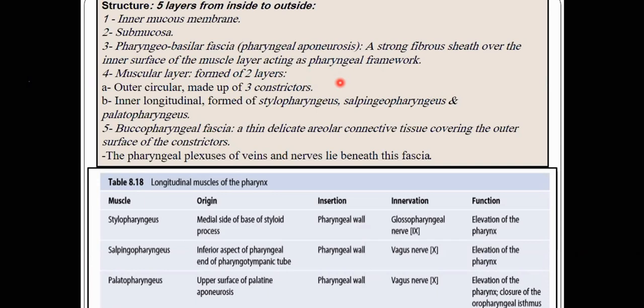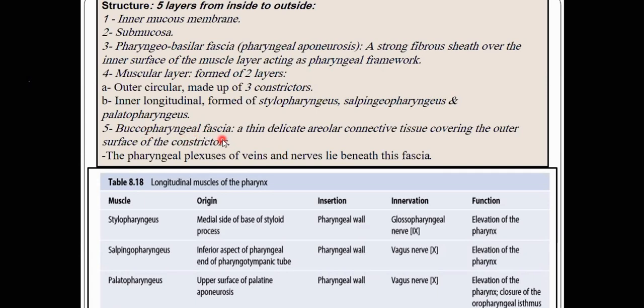Then there is another layer which is called longitudinal, which comes from different parts of the skull bone and goes into the pharyngeal wall. And the 3 are stylopharyngeus, coming from the styloid process of the base of the skull to the pharynx, salpingopharyngeus from the eustachian tube part of the skull to the pharynx, and palatopharyngeus from the hard palate to the pharynx. This we have discussed before in the tongue. So there are 3 constrictor muscles and 3 longitudinal muscles. They are a total of 6 muscles forming the pharyngeal wall.